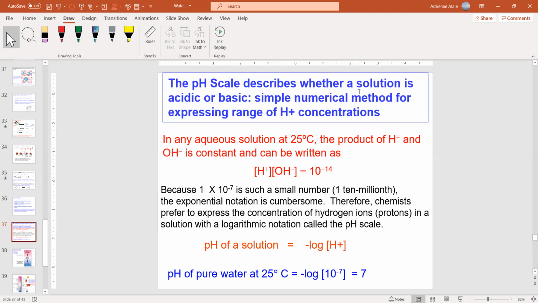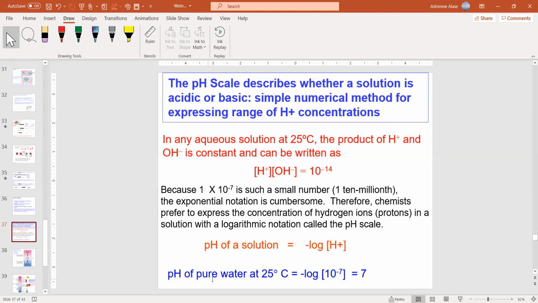Again, it is a numerical method for expressing a range of proton concentrations, so we can express whether a solution is basic or whether a solution is acidic. I'll tell you what those mean in a moment in terms of the concentrations of these two ions. They like to do it on a logarithmic scale, so it becomes easier. So the pH of a solution is equal to the negative log to the base 10 of the proton concentration. And when you put something in brackets, as we've mentioned, that means the concentration of the protons.